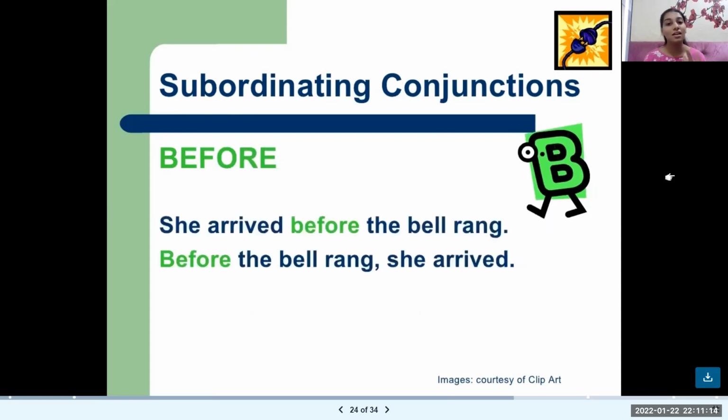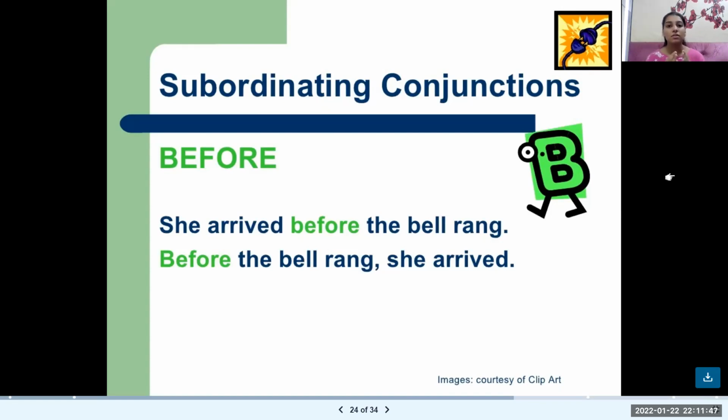Let us see another word for the letter B, which is before. Now, how is it used in a sentence? She arrived before the bell rang. So when did she arrive? She arrived before the bell rang. So the word before is your subordinating conjunction. As I mentioned before, in the second sentence the second part is in front and the first part is at the end. So before the bell rang, she arrived.